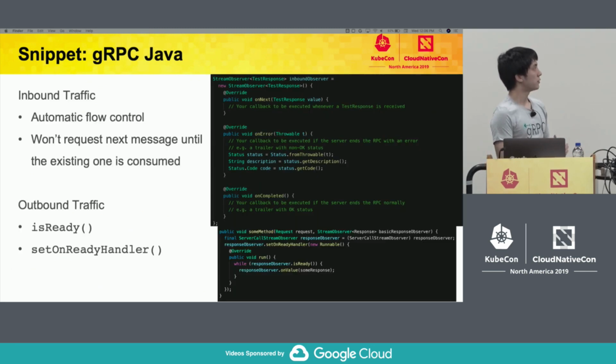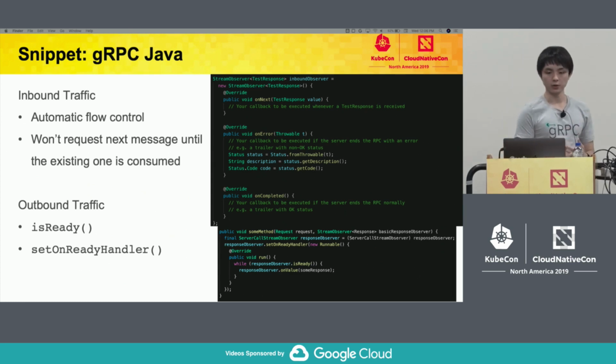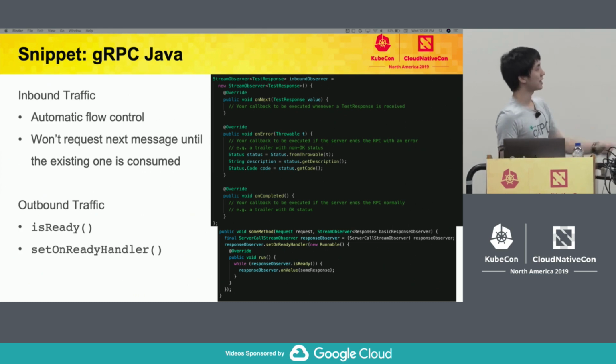Things are a little bit different with gRPC Java. For incoming traffic, it has automatic flow control, which means it won't request the next message until the existing one is consumed. And for outbound traffic, we provide two ways to handle the flow control. The first one is a flag called isReady to check whether the peer is ready to receive your message. And you can also set an onReady handler, which means whenever there is an opening in flow control, it will invoke your callback.